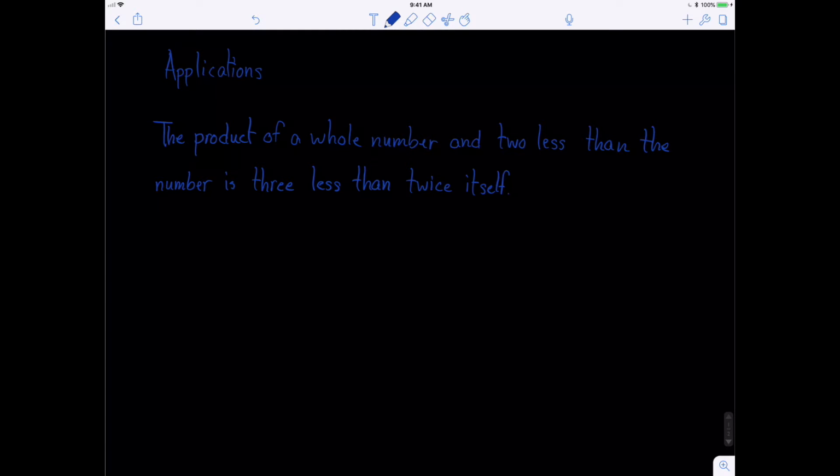Hi. In this lesson, we're going to take a look at some applications that involve quadratic equations.